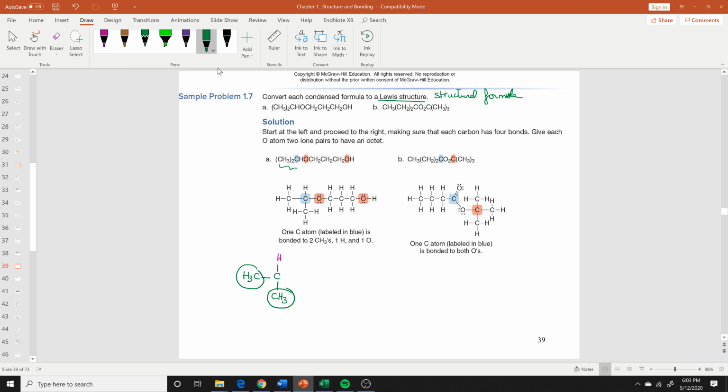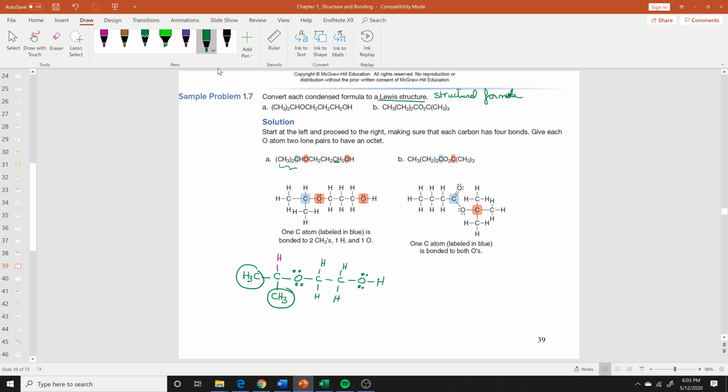And then my CH is connected to an oxygen. Do you see that? It's connected to an oxygen. The oxygen is connected to a CH2, so this is going to be my CH2 over here. And the CH2 is connected to another CH2, so this is going to be my CH2 over there. And this last CH2 is connected to an OH, so this is going to be my O and the H over here. Since I'm drawing the Lewis structure, I have to show the lone pairs. It's a must.